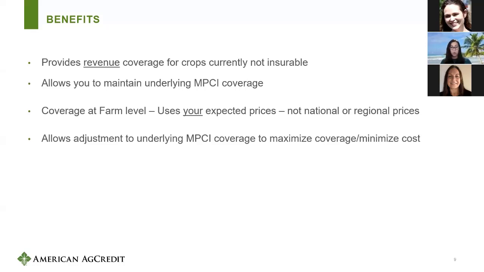One thing with whole farm is that in the event of a loss, losses aren't paid out until after the taxes are filed for that crop year. So with a traditional crop insurance policy, you're paid out your losses once you harvest. With whole farm, you've got to wait until after you file your taxes for that tax year before a claim would be adjusted.